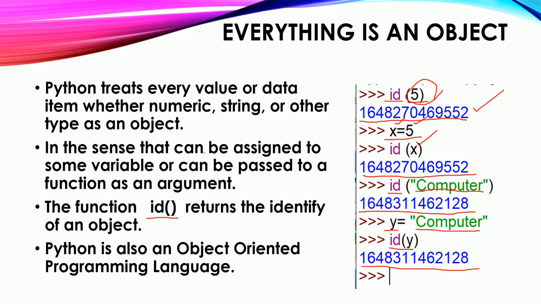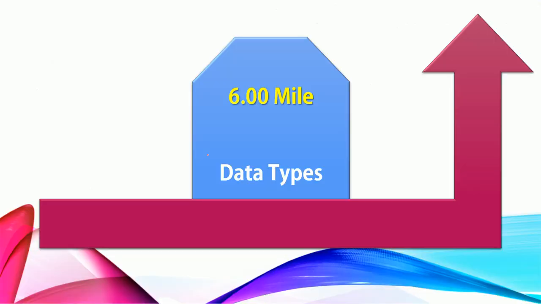Suppose I write here 5. Suppose I write here 6. 6 has a different identification, a different number you will get. And 6 can be assigned to any variable, and the variable also contains the same identification number. Now I think you understood it.